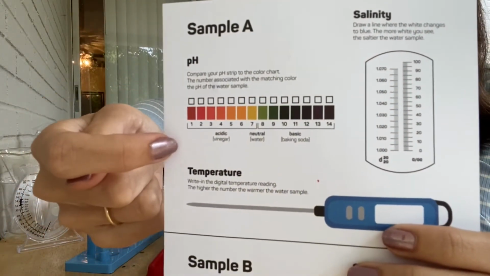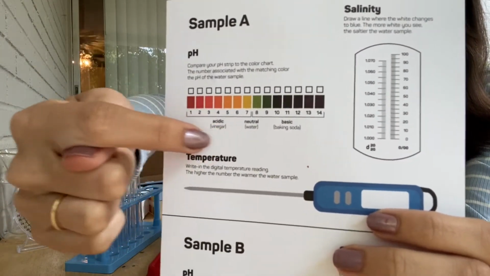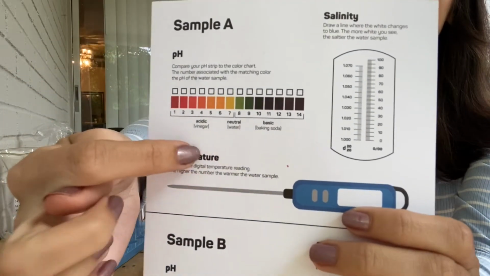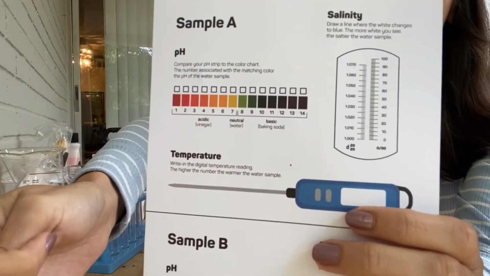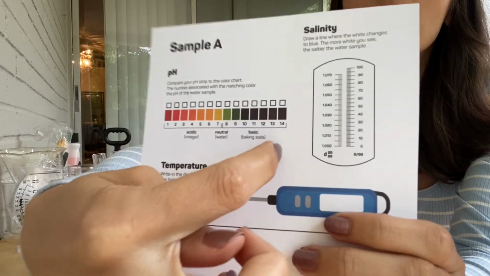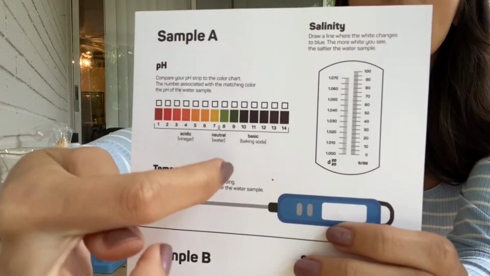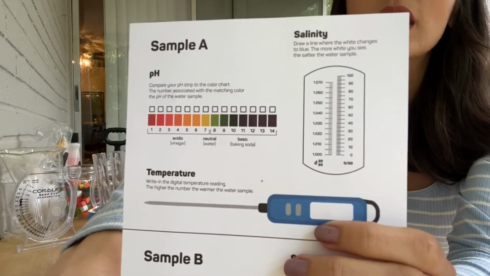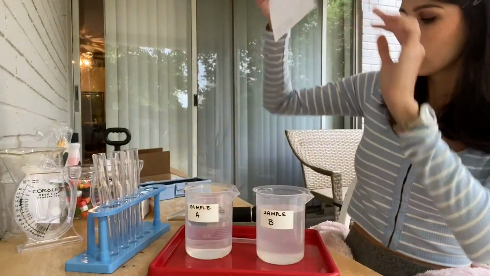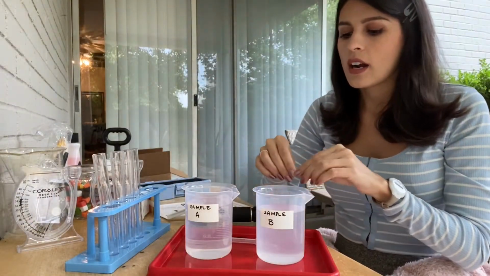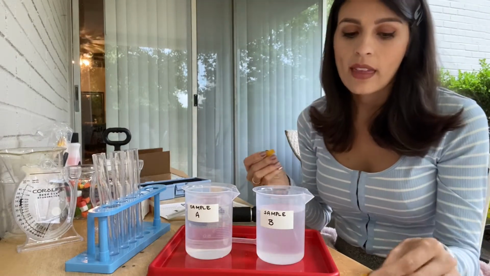It's going to be on this end, the more red colors. If our strip turns those red colors, it's going to be more of an acidic liquid that we're testing. And if it's more of these darker colors, it's going to be more basic of a sample. And then right in the middle there, it's going to be those yellows and green colors. So we're going to see if our pH changed when we added that salt.